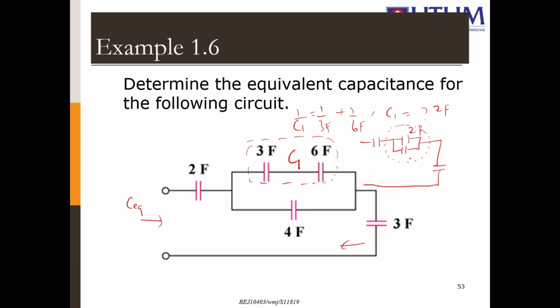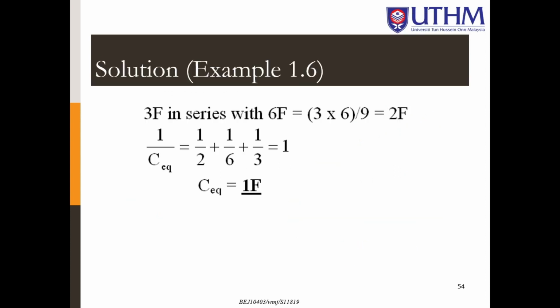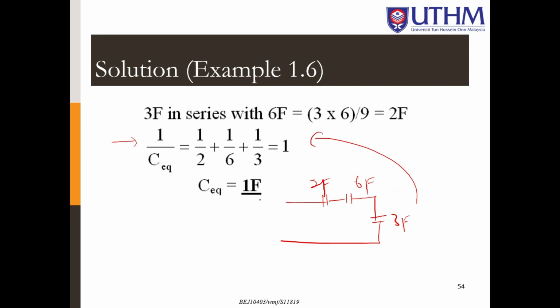Alright, so this is 2 farad, the other one is 4 farad, so in total this gives you 6 farad over here. Okay, now everything is in series. So in series, you will have this kind of solution. The simplified circuit just now is something like this. Over here you have 3 farad, over here you have 6 farad, and this is 2 farad. So in total, you will have the equation of C equivalent equals 1 farad.